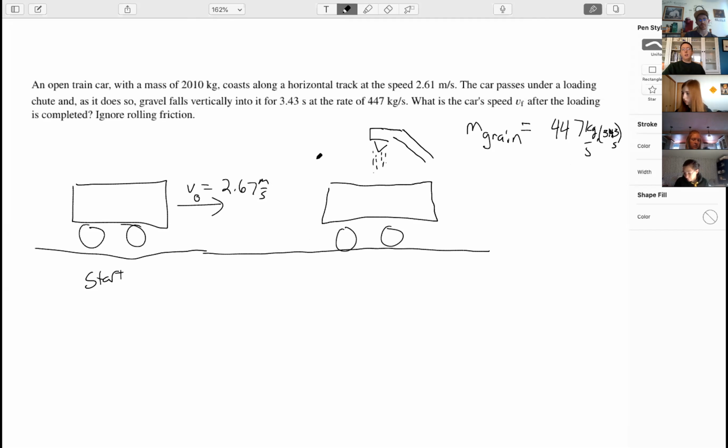All right. And then what they want me to find is the final velocity. That's what I want to find. And I'm going to say the mass of the car is 2010 kilograms. Okay, so I sort of have before and after. Now, I'll go ahead and give you a hint.